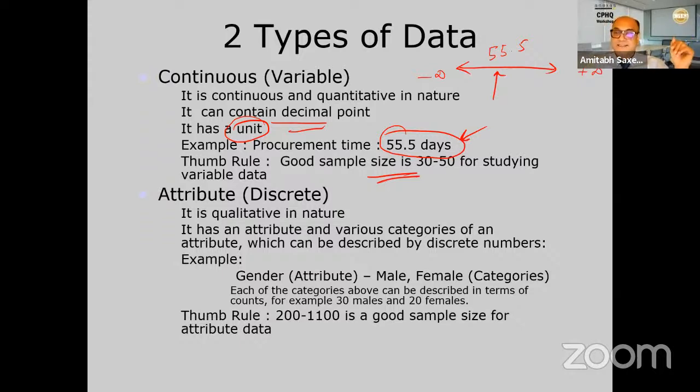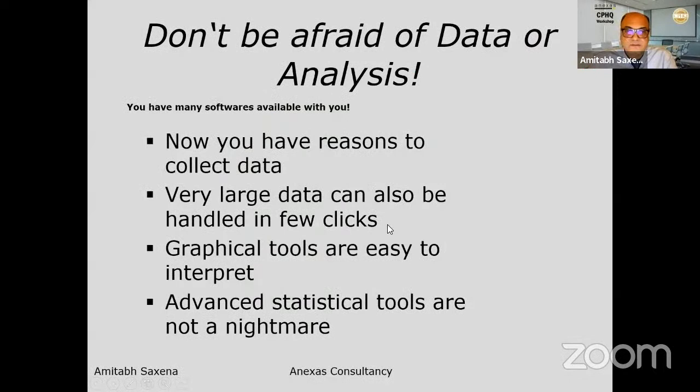Attribute data is that data which we feel cannot be measured, like happiness. Sometimes we say happiness cannot be measured, right? So in such situations, whenever we feel something cannot be measured, the best way to measure is to create categories. You can create categories, like happy, not happy, right?